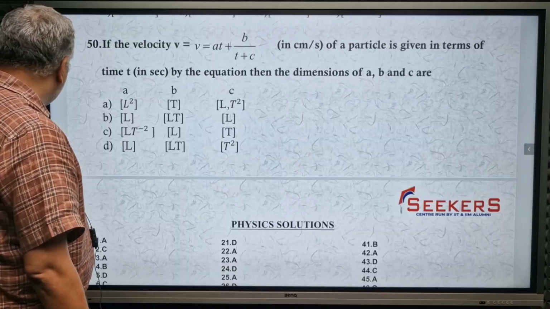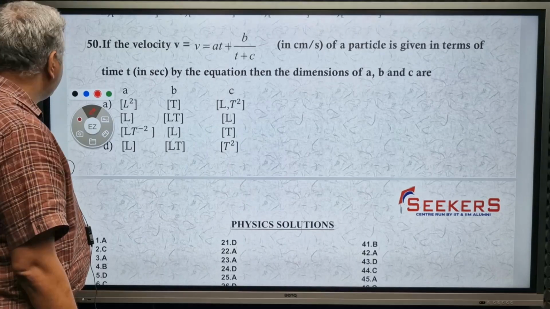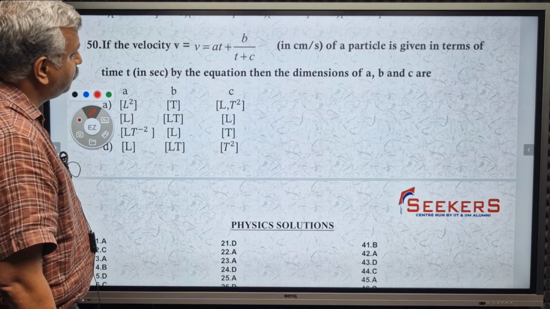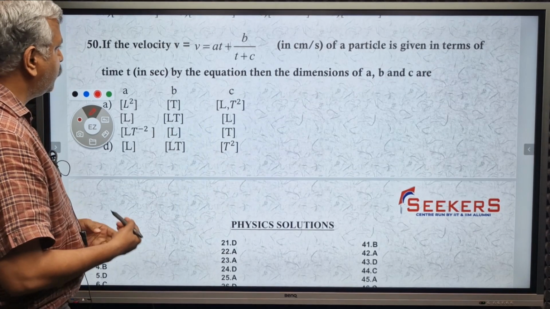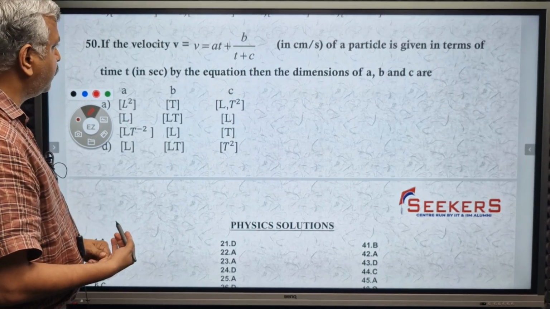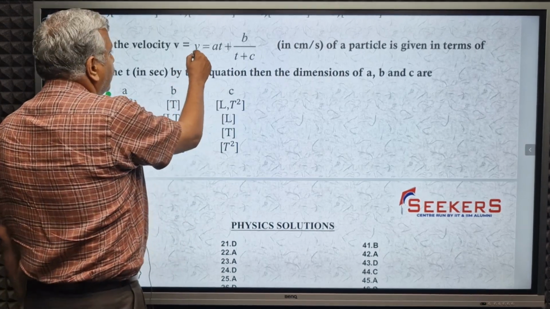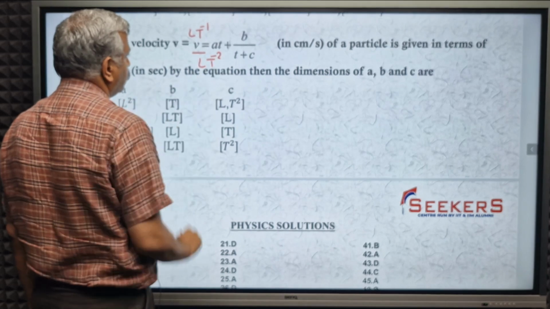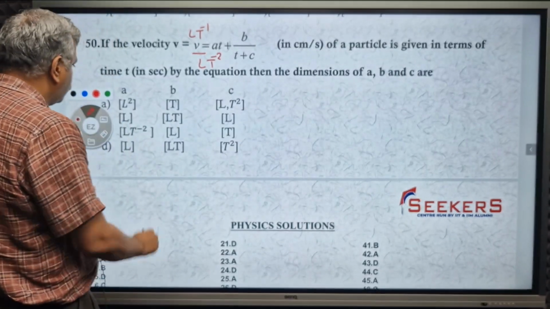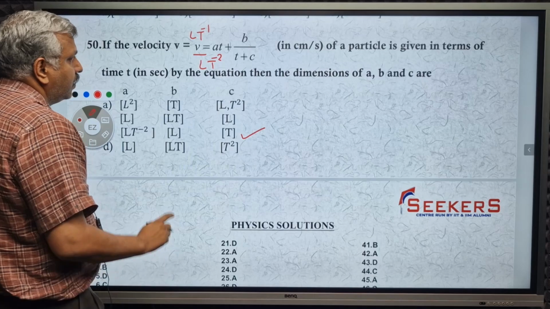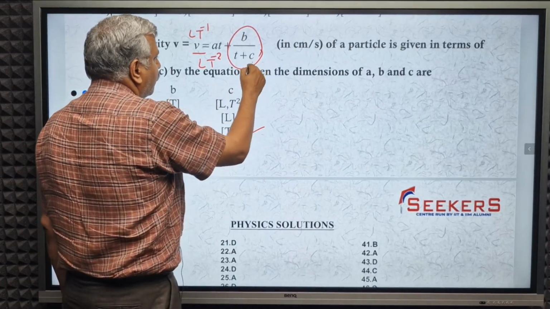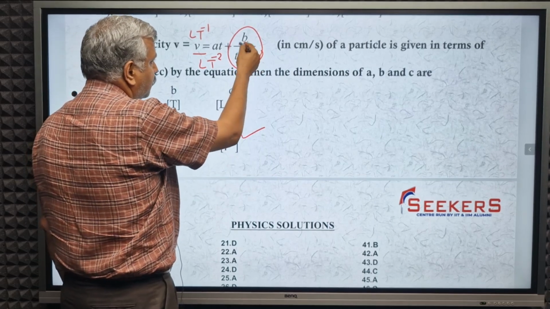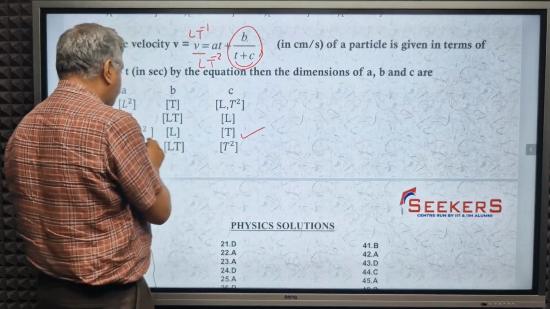Yeah. Now let's look at the 50th question. If the velocity v equals a t plus b by t plus c, then the question is, what are the dimensions of a, b and c? The dimensions of v is L T power minus 1. So a should be L T power minus 2. Let's look at it. So the third option is the correct one. Remember here c should have the dimensions of T, b should have the dimensions of L, so that it will become L T power minus 1. So option C is the correct one.